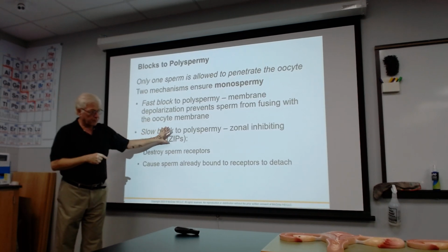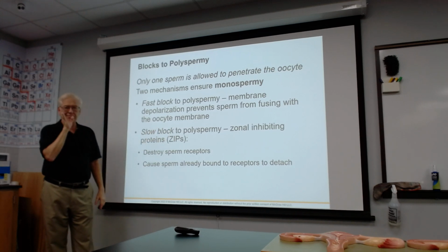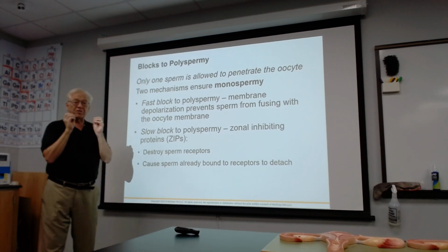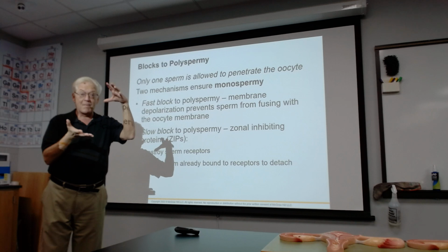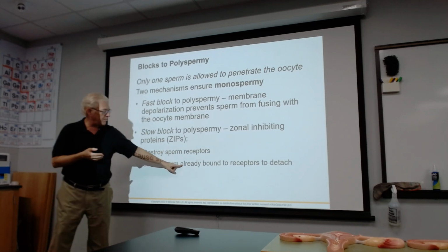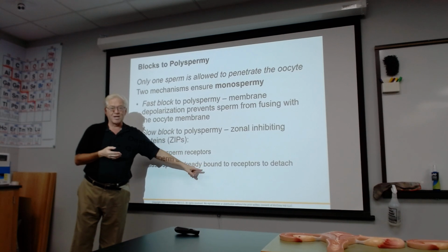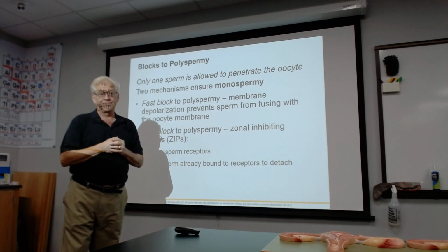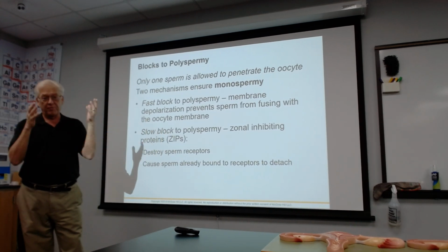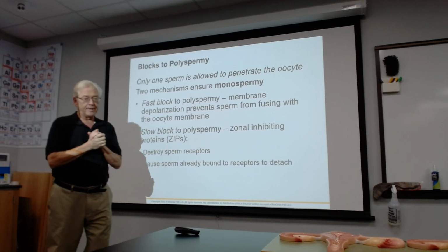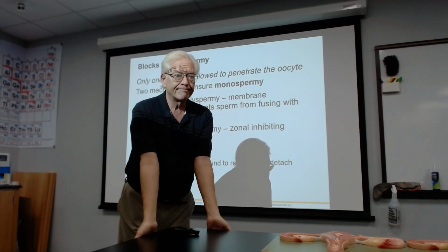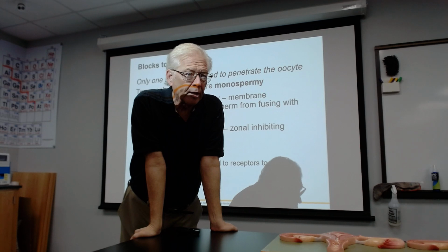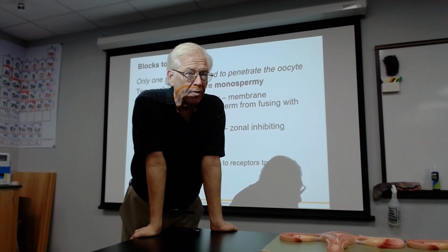Then there's a slower version called the slow block, which incidentally is called ZIP. What this does is destroy the receptors on any other sperm that might be attached and makes them detach. So they don't have a chance to come in. And that's how we make sure only one sperm gets in. We block the other sperm from getting in. What do we call more than one sperm getting in? Polyspermy. So what do I call that genetically?